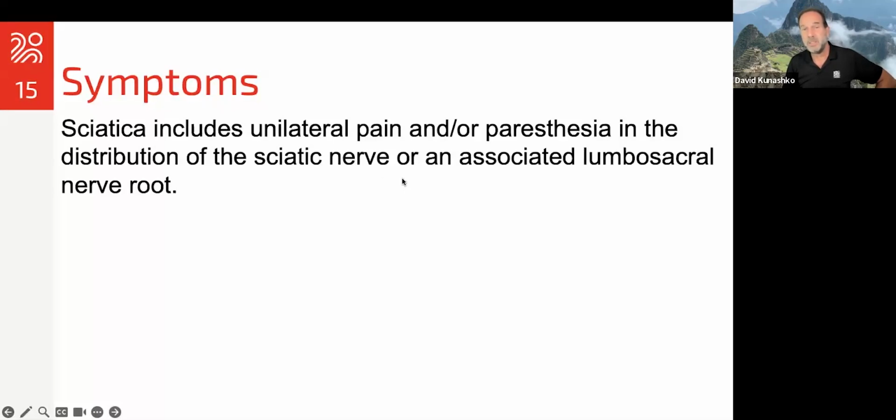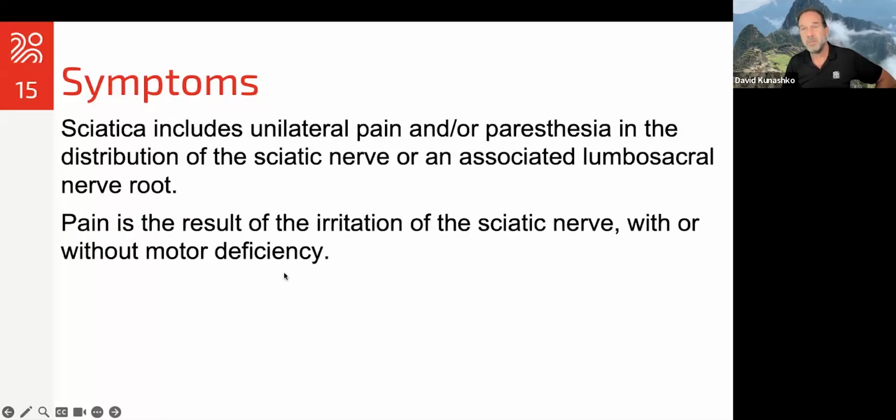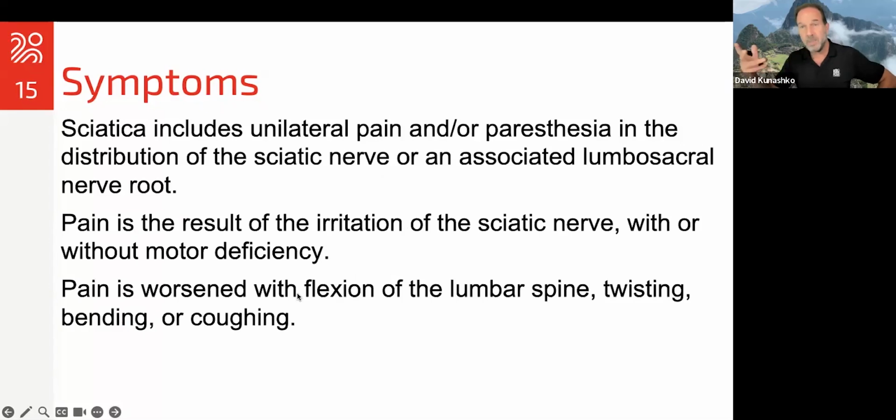So sciatica obviously includes unilateral pain. Typically, it might be paresthesia. There may even be some motor symptoms if it's severe, so it can appear with or without motor deficiency. If there's motor deficiency, then that's obviously a lot more serious, and you really have to make sure that doesn't progress. I'm going to talk a bit about that if you're treating a patient that has some motor issues as well.